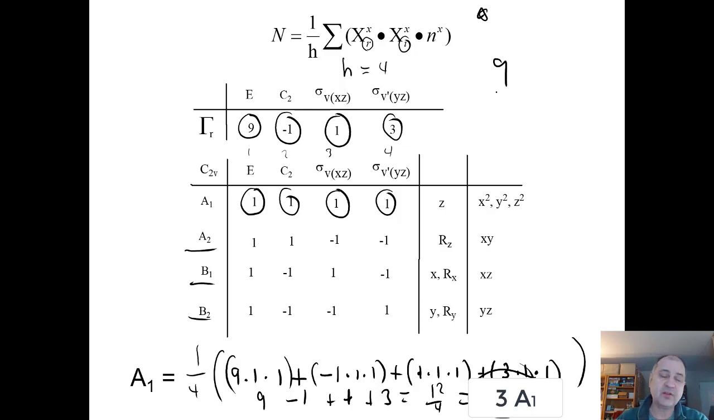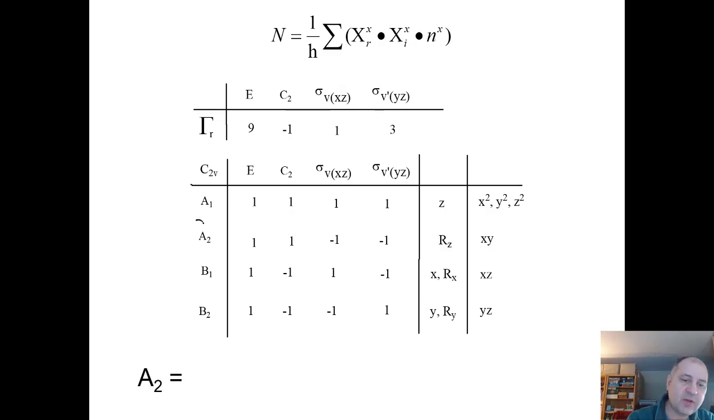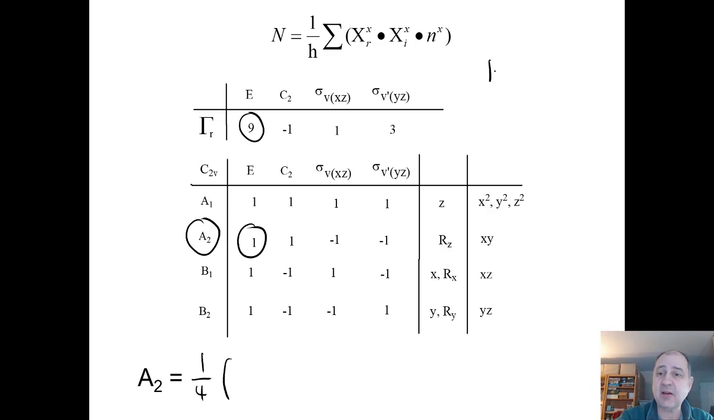See where I'm going with this? So let's do one more. Let's move on to the A2, and then I think that's enough for this example. If we do the A2 summation now, we have 1 over h, which is still 1 divided by 4, and then we do the character of the reducible representation times the character of the irreducible representation times n, which is always equal to 1. Here n is equal to 1 and h is equal to 4. My h's and n's sometimes look like 1, so I need to be careful.